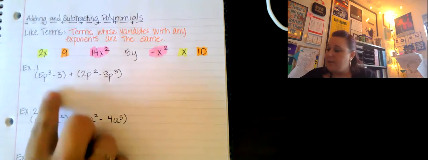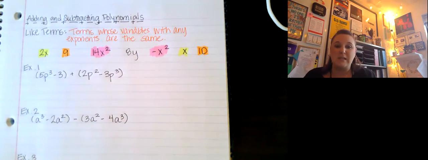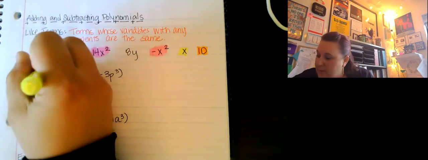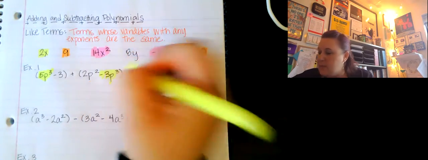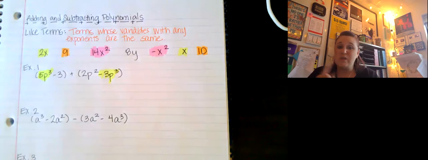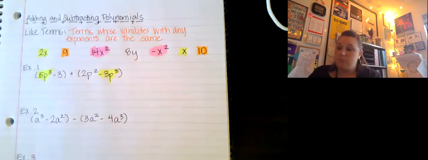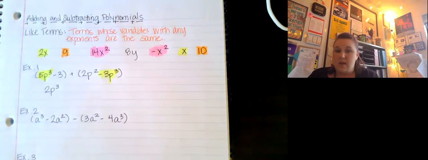So looking at our four terms that we have listed here, are there any that can be combined as like terms? So I see right here, I have a 5p to the third, and then over here I have a minus 3p to the third. So those are the only two things that my brain notices that I can combine. So what is 5p to the third minus 3p to the third? It would be 2p to the third.